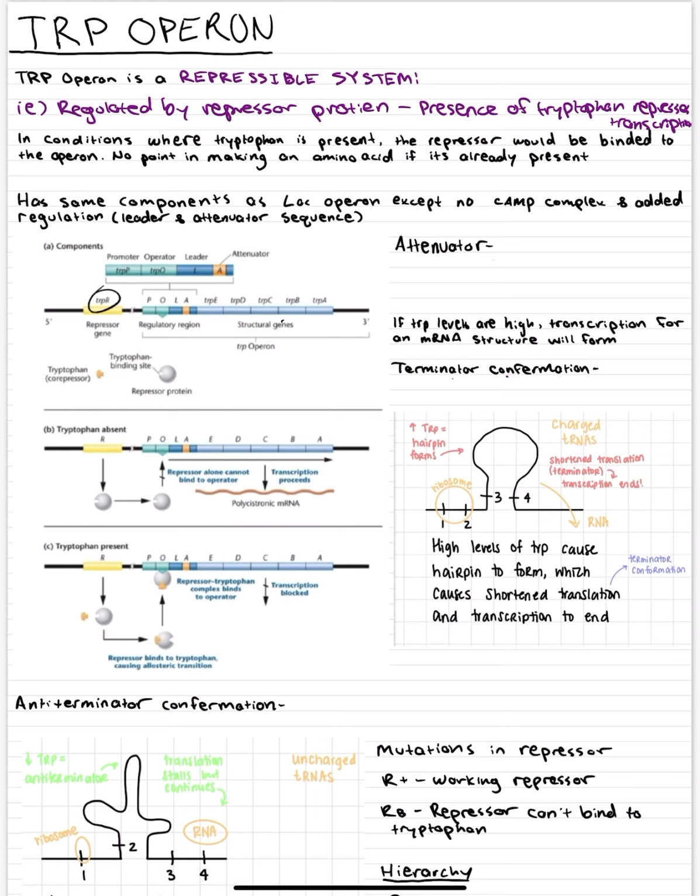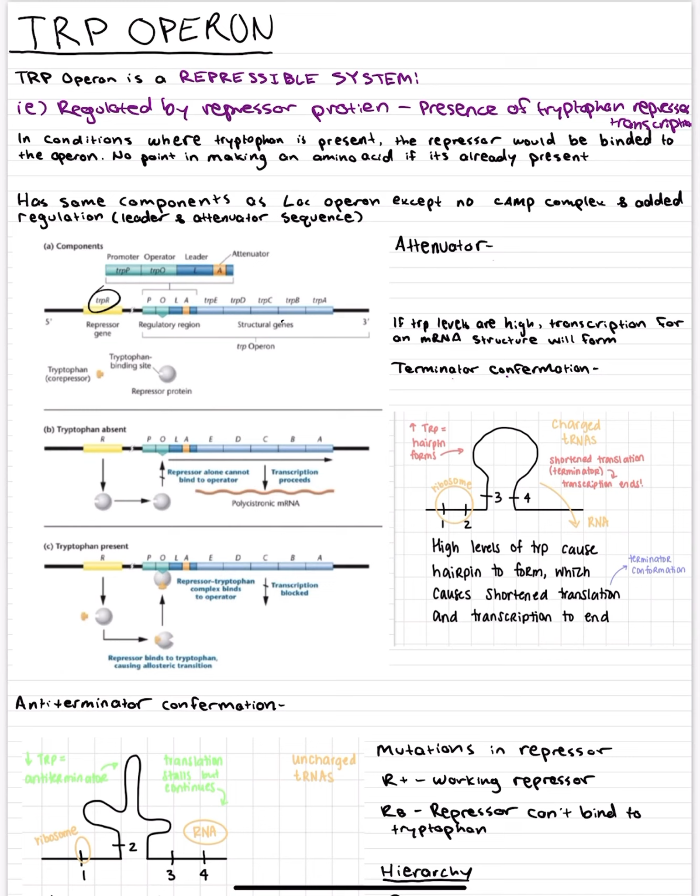So, the entire purpose of this operon is to make the amino acid tryptophan. If you have tryptophan in the environment, it would not be energetically favorable to make more tryptophan since you already have some in the environment. So, in conditions when tryptophan is present, you will have the repressor protein bound to the operator sequence.